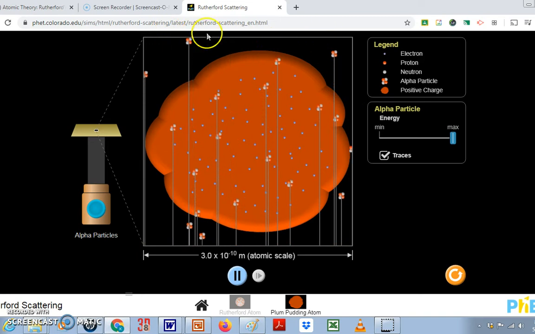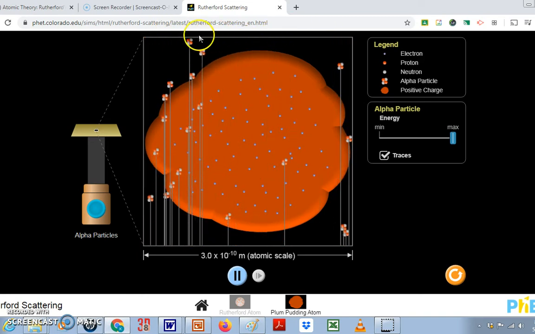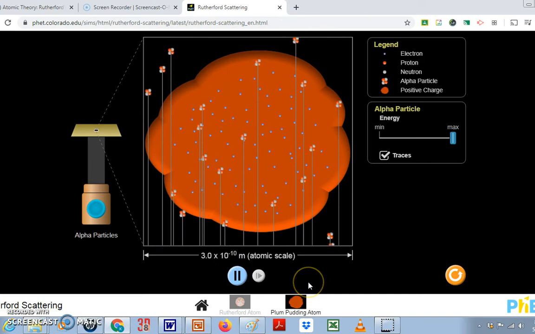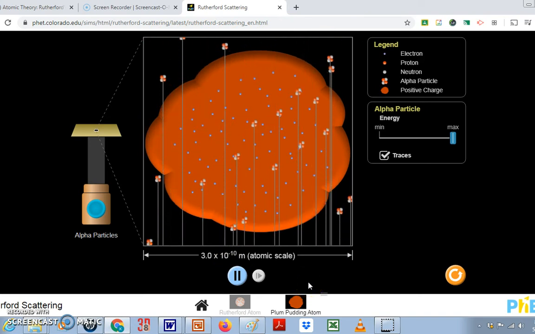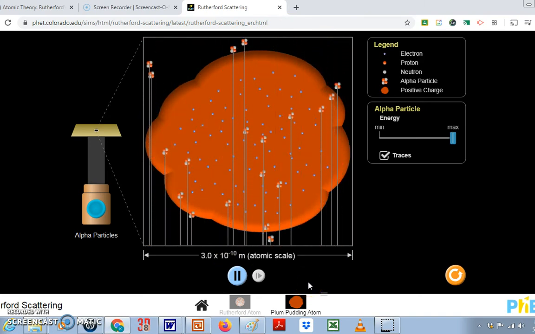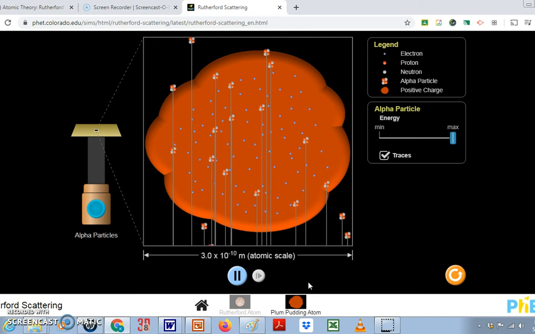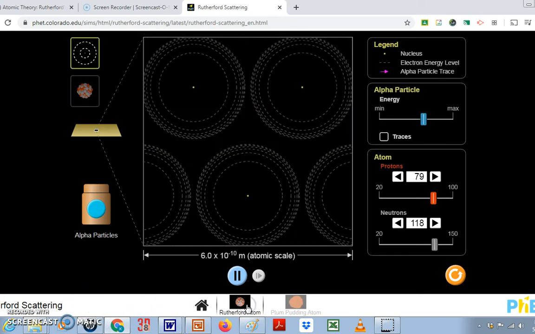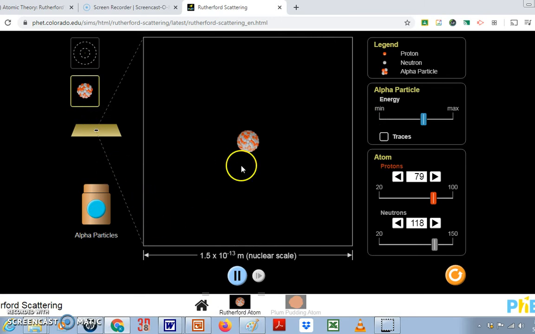This is the detector screen over here. That means they're all going to show the hits on the detector screen in straight lines from where they started. Because the positive charge of the alpha particle can't interact with the positive charge of the cloudiness here because it's all spread out. It's not localized anywhere. We switch over to the Rutherford atom.